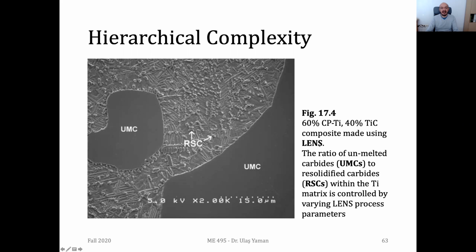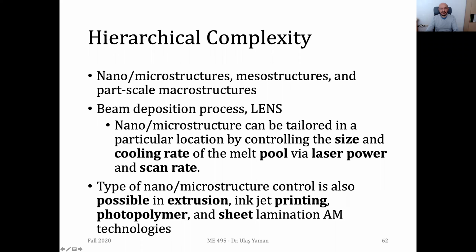It's a direct energy deposition system. And in other conventional products, it's not possible. You can only have a single type of microstructure. You can even do it with extrusion processes, inkjet printing, photopolymer, and other sheet lamination processes. They are all possible ways to have hierarchical complexities.